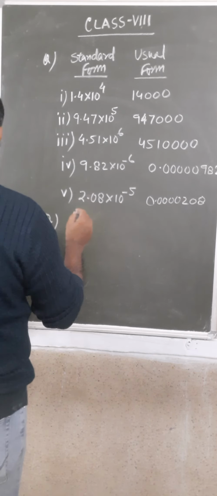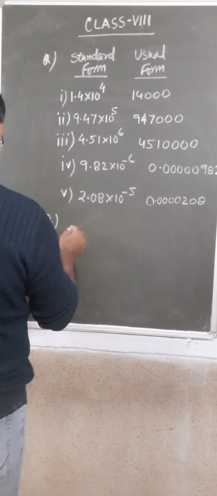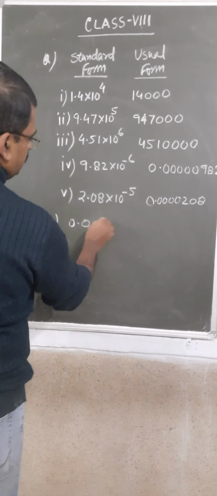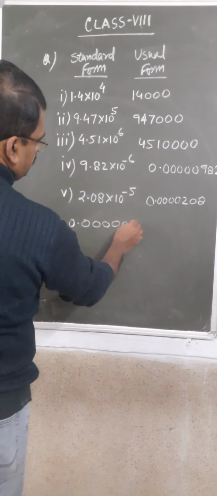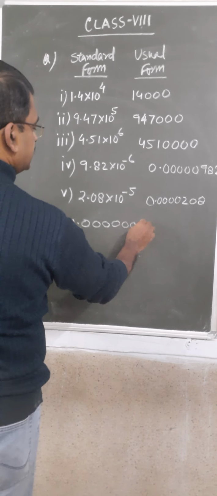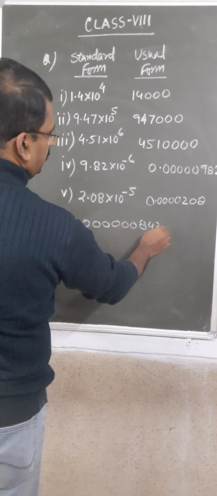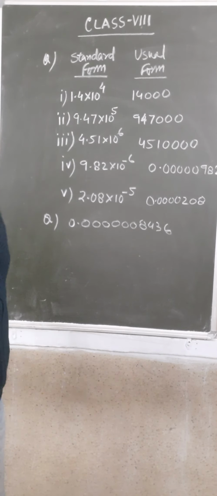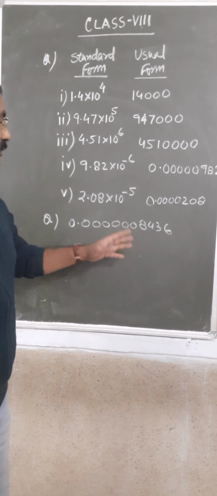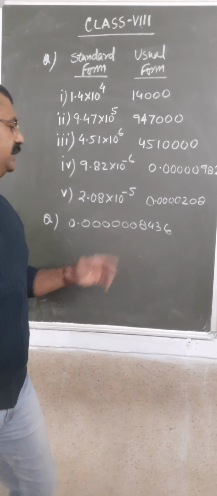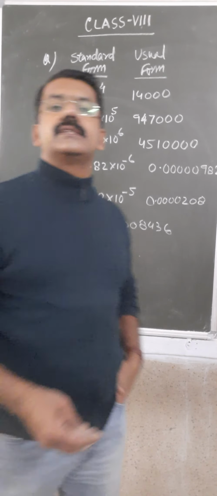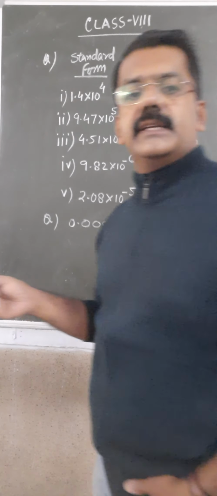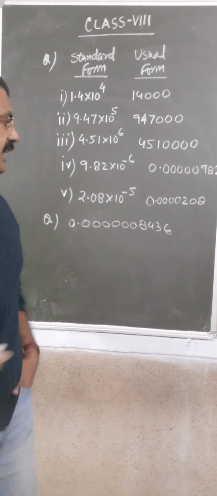Now suppose there is a number 0.000008463. There is a number 0.00000, 6 zeros are there, and then 8463. Now this number is definitely in usual form. Now they are saying you have to convert it in the standard form.